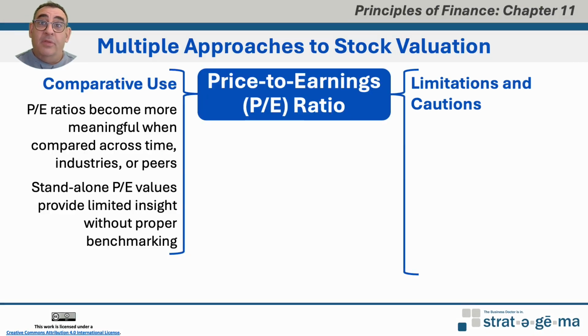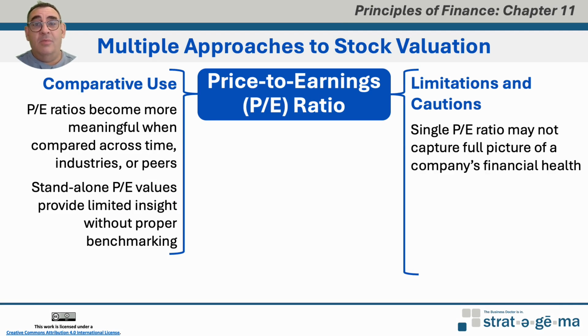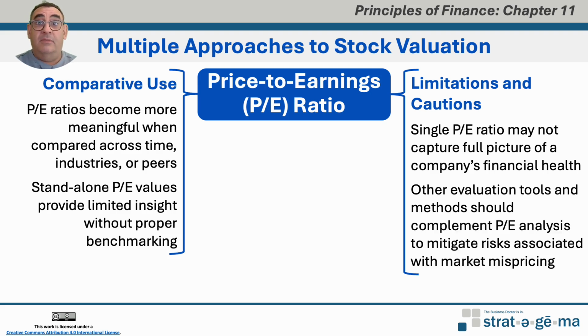We do have to be careful though, because there's some limitations and cautions. So the single price earnings ratio really won't capture the full picture of a company's health. So we need to be able to see what its PE ratio is over time to provide some historical context to allow us to predict. And there are some other valuation tools and methods that we could use to complement PE analysis, which would work to mitigate risks that are associated with mispricing, because the price of the stock should be some multiple over its earnings, and if there is very much of a gap between there, then the share could be mispriced.